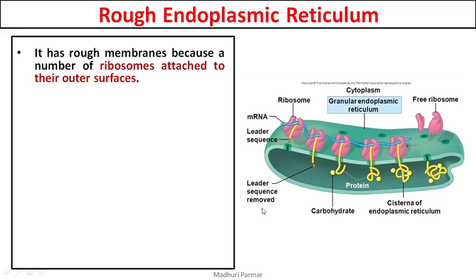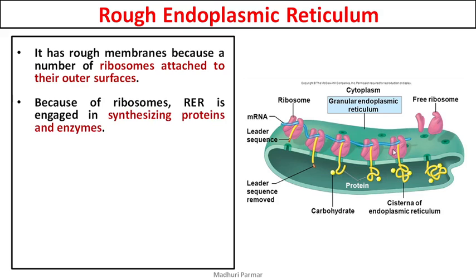Now we move on to the rough endoplasmic reticulum. It has ribosomes attached to its outer surface. You can see here this is one part of the cisternae which has been shown. Whatever the inside you see, that is the lumen of endoplasmic reticulum. This is the outer membrane of endoplasmic reticulum, and on this membrane you can see ribosomes are attached.